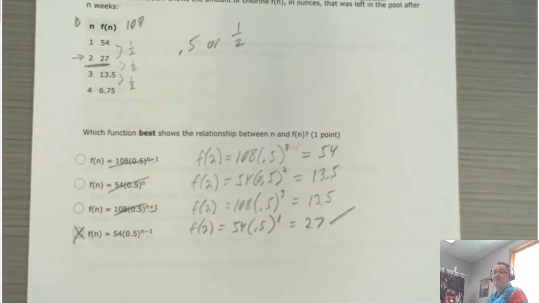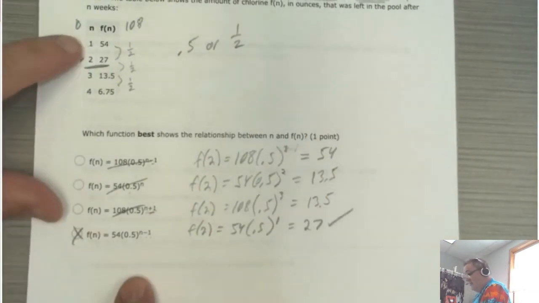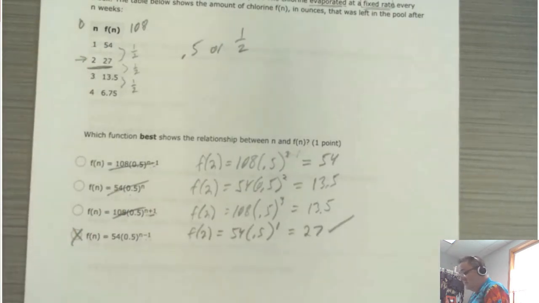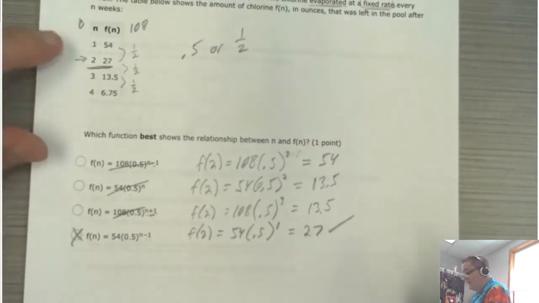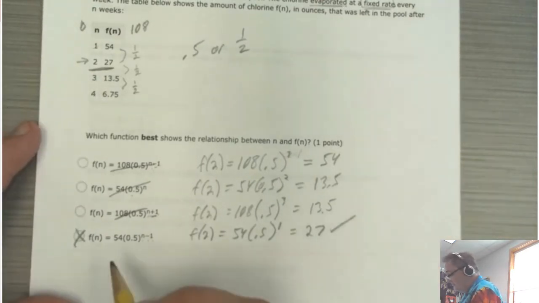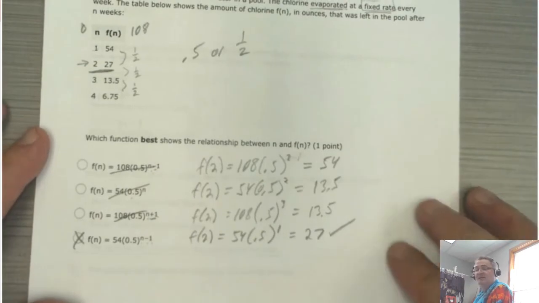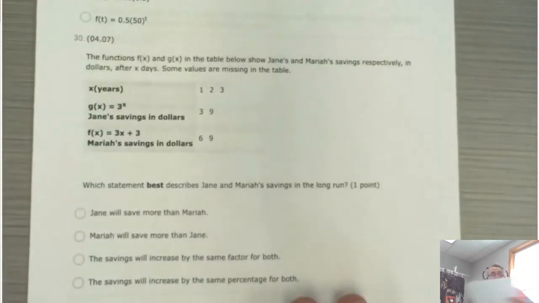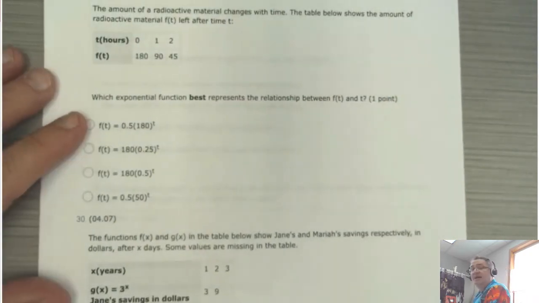That's the only formula that works for 2. So it should work for everything. And if these didn't work for 2, they won't. It doesn't matter. It has to work for every value for it to be a proper function. So process of elimination. Make that your friend on a multiple choice. See how that works. Okay, 29.